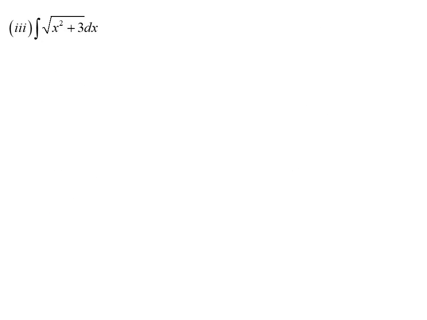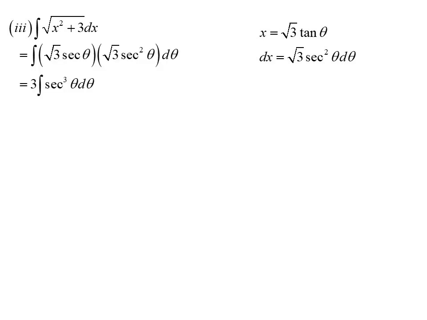Square root of x squared plus 3. So this one I'll do root 3 tan theta. So the derivative becomes root 3 sec squared theta. What do I get? Well, dx is root 3 sec squared theta d theta.